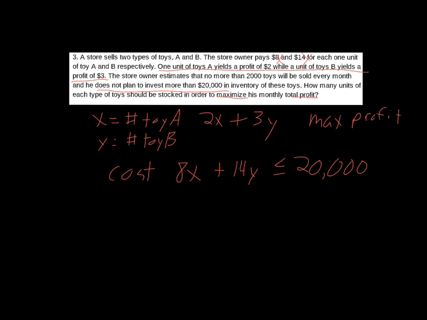Next, we're going to look at sales. Sales is the other constraint. The store owner estimates that no more than 2,000 total toys will be sold every month. So in other words, the number of toy X, which is the number of toy A, plus the number of toy Y, which is the number of toy B, will not exceed 2,000. And as far as I can tell, that represents all of the information in the problem, and so that is where we then go to work graphing and doing all the rest.